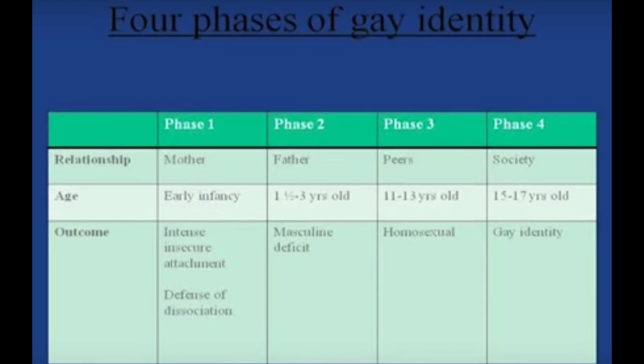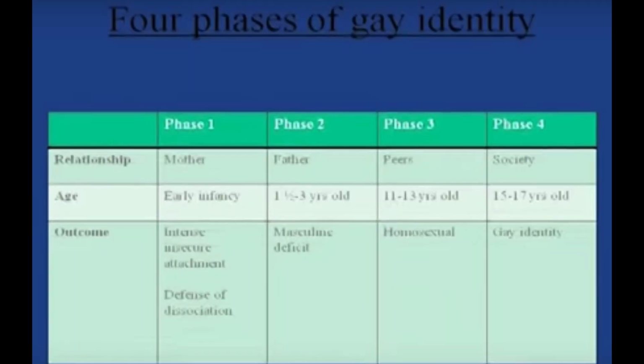The gays will say to us, oh, I'm just gay, I was just born that way, that's it. But when you look closely at it, there are 4 phases to the development of a gay identity. The first one is the relationship with the mother, and that's in early infancy. The earlier model of reparative therapy did not include phase 1.